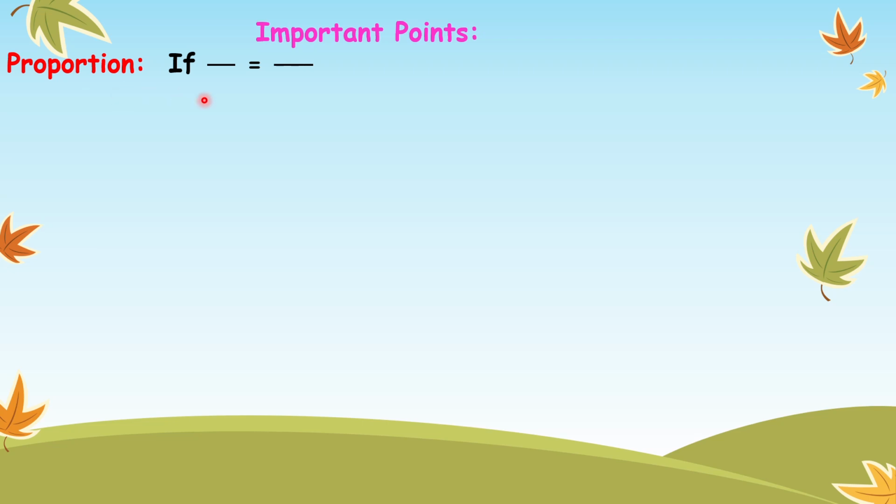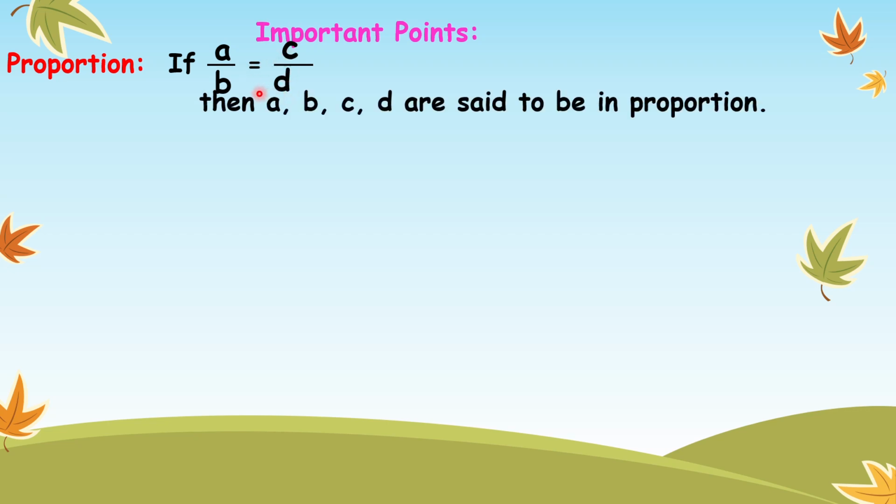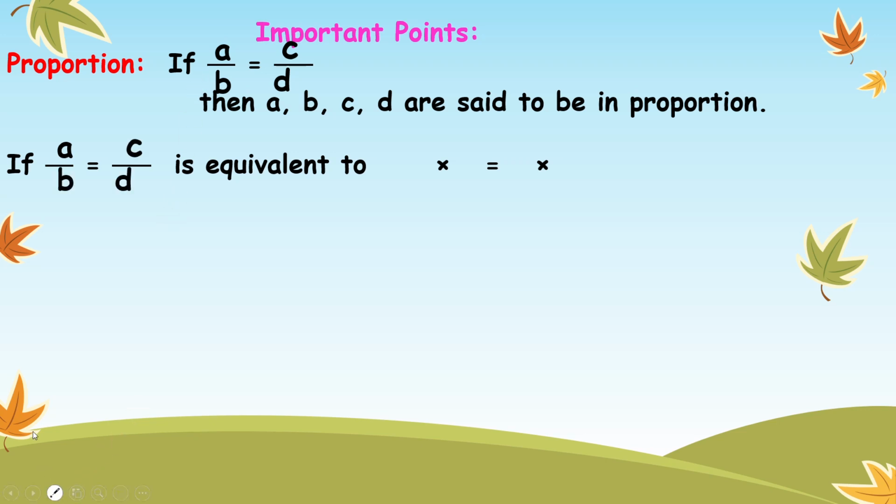Important points: proportion. If A upon B is equal to C upon D, that means first number upon second number is equal to third number upon fourth number, then we say that A, B, C, D are in proportion. If A upon B is equal to C upon D, then we take cross multiplication. We will get A into D is equal to B into C.